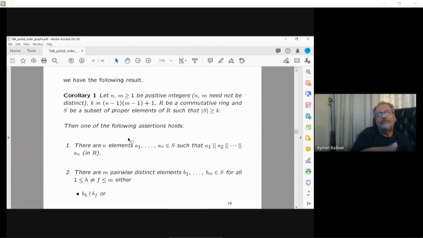And you choose randomly a set from the integers with at least 51 numbers. Remember, n is 6, m is 11. And you choose a random set from the integers with at least 51 numbers. Then what can you say? You should have 6 elements in the set where A1 is a proper factor of A2, A2 is a proper factor of A3, and so on.